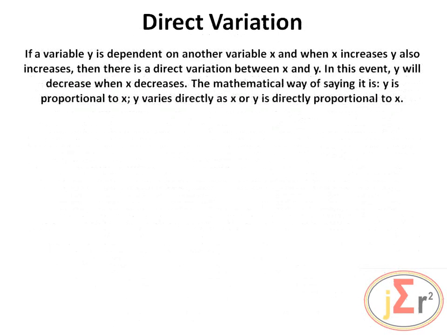Direct variation. If a variable y is dependent on another variable x, and when x increases, y also increases, then there is a direct variation between x and y. In this event, y will decrease when x decreases. The mathematical way of saying it is y is proportional to x, so we have more than one way. Y varies directly as x, or y is directly proportional to x. Y varies directly as x is symbolized as follows. And this is the symbol that we use to represent proportionality.